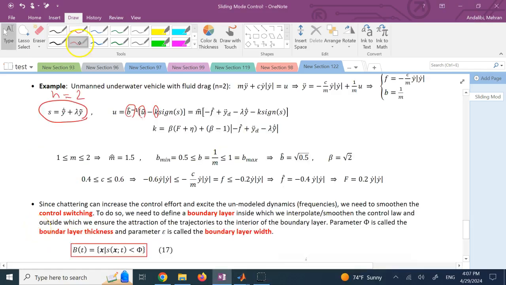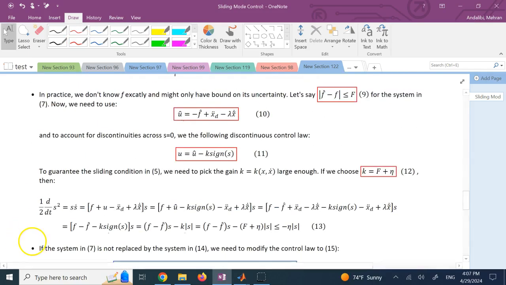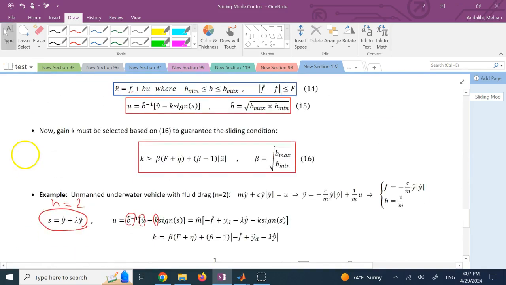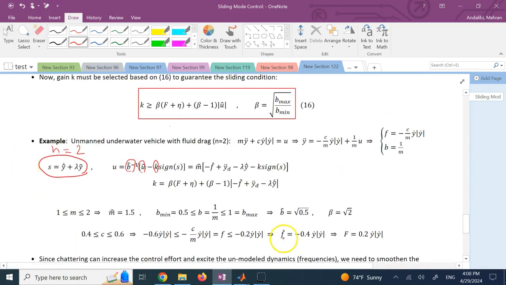Okay, so u hat is given up here. We have u hat, that's negative f hat plus yd double dot minus lambda y tilde dot, for which we have f hat already. That's what you can see here. This is your u hat, so f hat is already determined. Yd double dot is under our control. Y tilde also, lambda we pick. S is also taken care of. So what we need, as I said, is b hat. B hat, we already have it. So b hat inverse is 1 over that, the square root of 0.5.